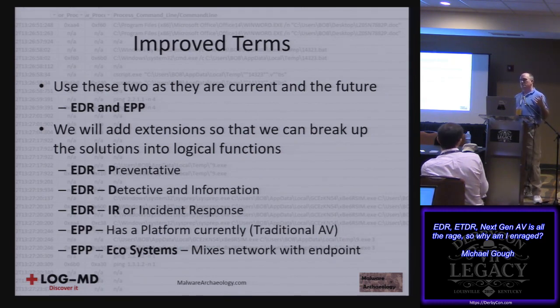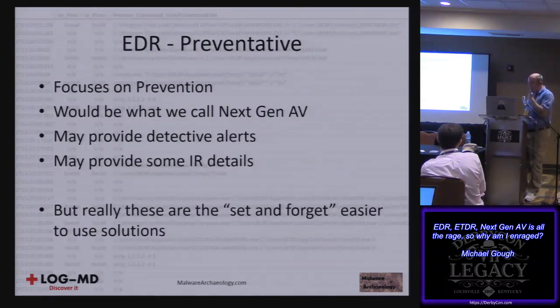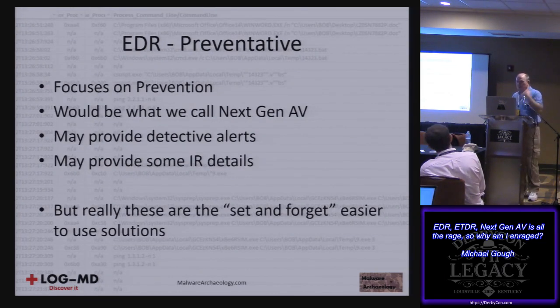These are the next-gen AV solutions basically, right? The primary purpose of them is to prevent. They're probably not going to give you a lot of details, but they're preventative. EDRD for detective and information, right? They're going to detect something happen, not necessarily provide you any kind of prevention, or very little, maybe known signature stuff, and they'll provide you some information. EDR IR, the incident response stuff, okay? And then EPP, the AV plus randomly related stuff. And then EPP ecosystems, okay? This mixes network and the endpoint stuff.